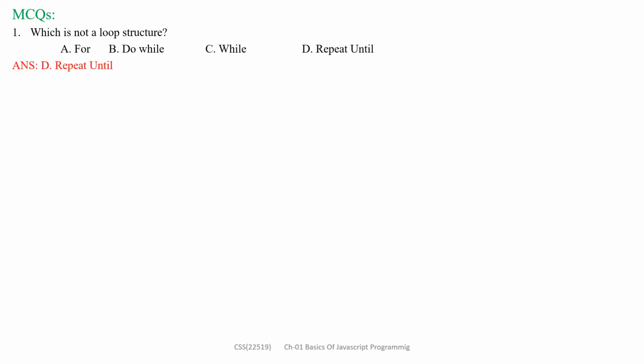With this topic, we have concluded our first chapter. Now we will see some MCQs. The first MCQ is, which is not a loop structure? For, do while, repeat until. The answer is repeat until. Repeat until is not a loop structure.